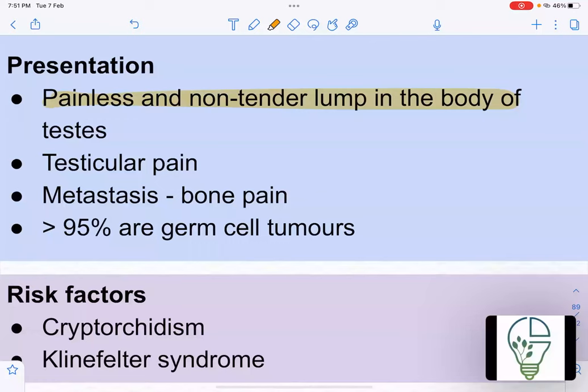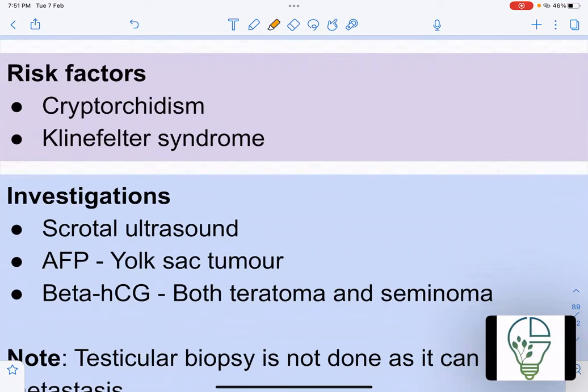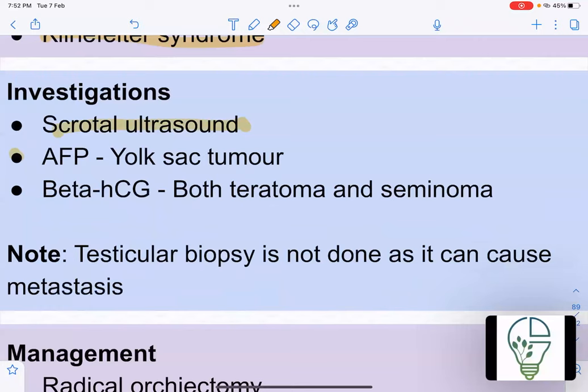The patient will palpate it themselves. It's not even a physical examination of the doctors. Most common is the patient themselves feel it. Testicular pain, to the bone, more than 95% are germ cell tumors. The risk factors are cryptorchidism and Klinefelter syndrome. Investigation is ultrasound. You can do alpha fetoprotein and beta HCG.